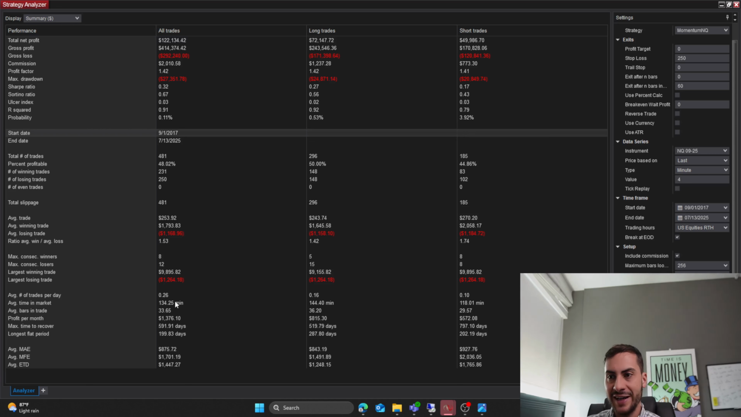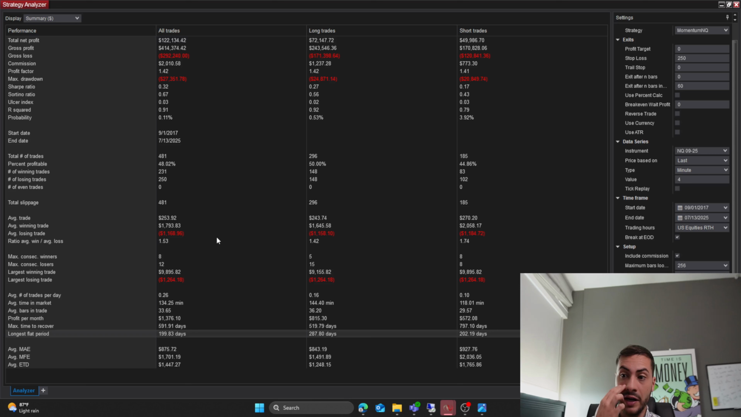Any other stats? Average time in the market was 134 minutes, so just over 2 hours. Profit per month, $1,376. Longest flat period, 199 days, so just over, I would say, 8-9 months where you were flat, where you weren't making new equity highs. So that's a reality for a lot of strategies.